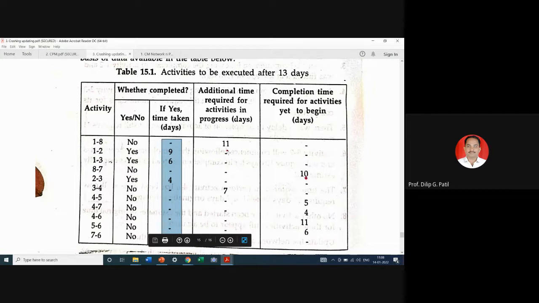the activities which are in progress or which are scheduled afterwards, there is reflection of this time in all these activities. So we should not bother about if activity 1, 2 as per our earlier planning or scheduled for 6 days and actually it took 9 days. But as of now, at the end of 13th day, already we can say that instead of 6 days, it has already taken 9 days.